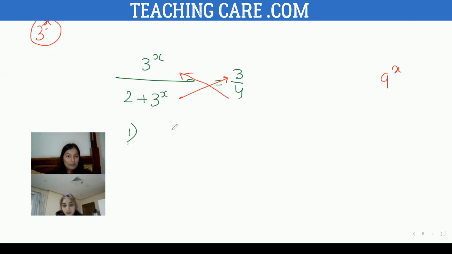Yes, but oh wait, I have to multiply 4. I have to find the common denominator. So taking 4 over there and 2 plus 3 raised to power x over here, it will become 3 into 2 plus 3 raised to power x.